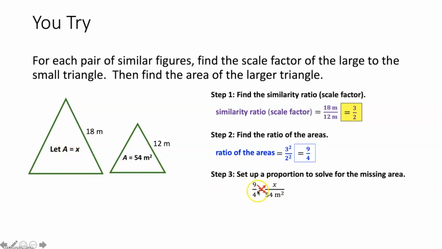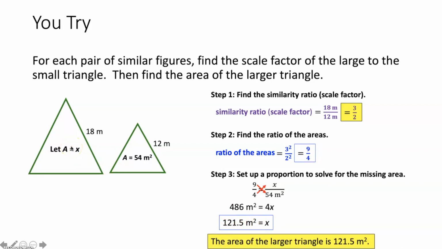Now all I have to do is solve this proportion in order to find the area of our larger triangle. So we cross multiply, and when we cross multiply, we end up getting 4x is equal to 486 meters squared. We then divide both sides by 4. We get x is equal to 121.5 meters squared, or square meters, meaning that the area of our larger triangle is 121.5 meters squared, or square meters.